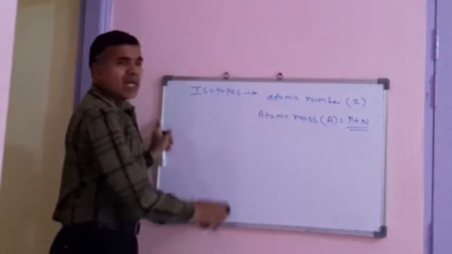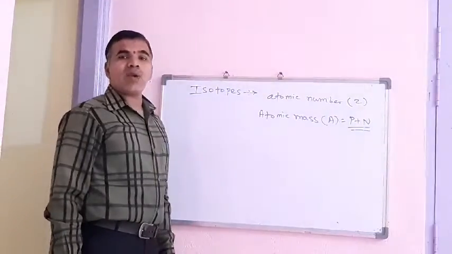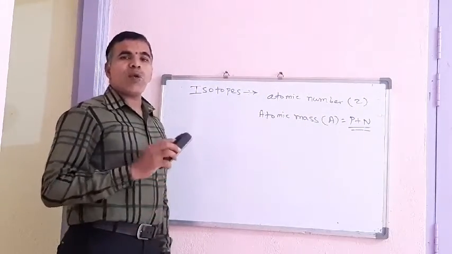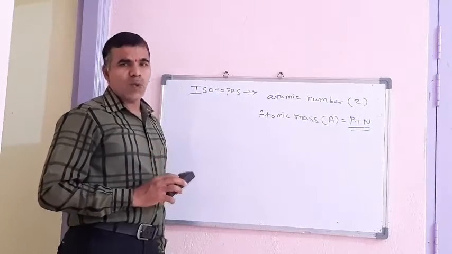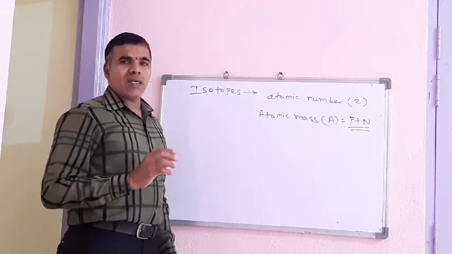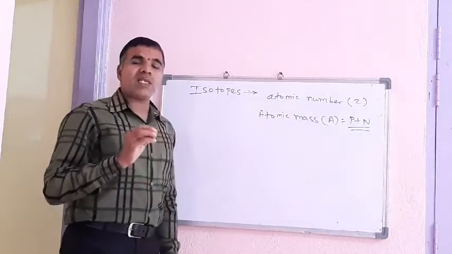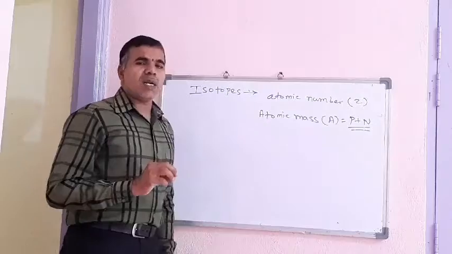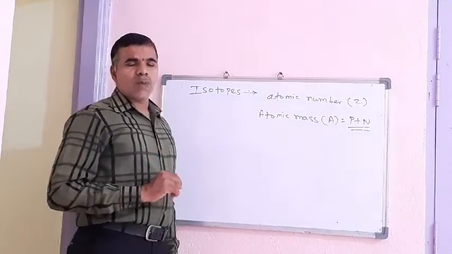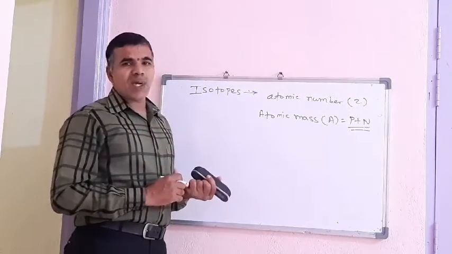Isotope means the elements having the same atomic number but different atomic mass number. Such elements are called isotopes. Look at this. Elements having the same atomic number but different atomic mass number are called isotopes. Look at this, some examples we have to take.